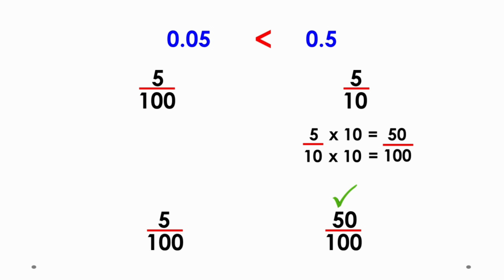Another way of comparing would be to evaluate the numbers digit by digit. In this case, both the numbers have the same digit before the decimal, which is 0. So we move on to the next digit, which is the first one after the decimal. In case of 0.05, the 1 by 10th place has a 0. And in case of 0.5, 1 by 10th place has 5. 5 is bigger than 0, so 0.5 is bigger than 0.05.